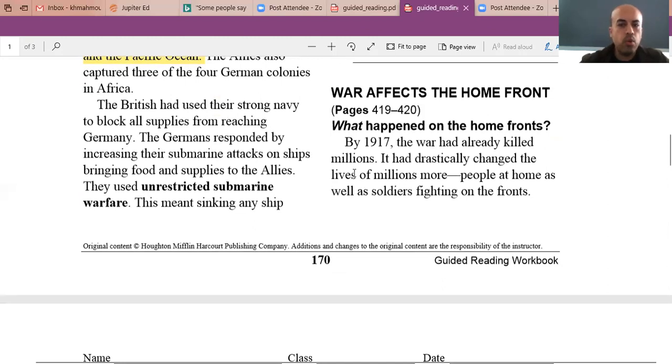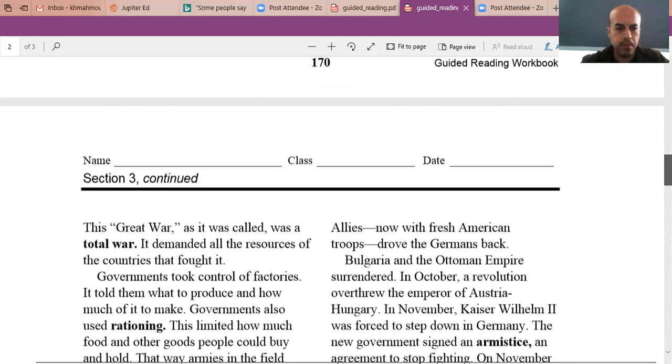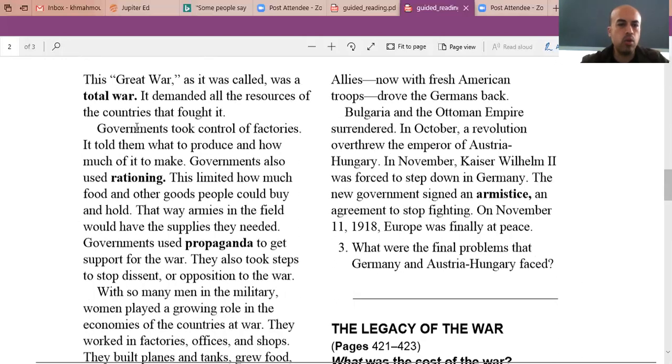By 1917, the war had already killed millions. It had drastically changed the lives of millions more people at home, as well as soldiers fighting on the fronts. This was called the Great War or the Total War because it demanded all resources of the countries that fought it. Okay, so this is extremely important. The definition of total war means that all resources of the countries that fought in it were devoted to the efforts of the war.